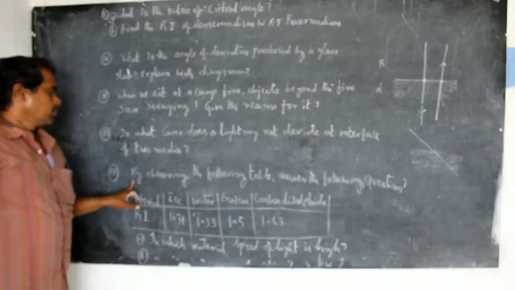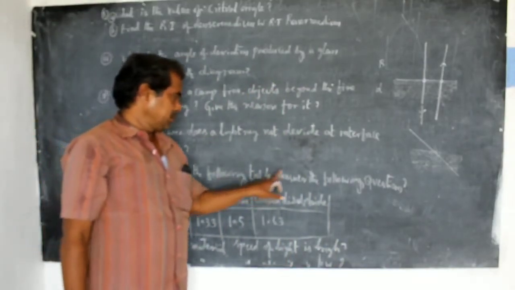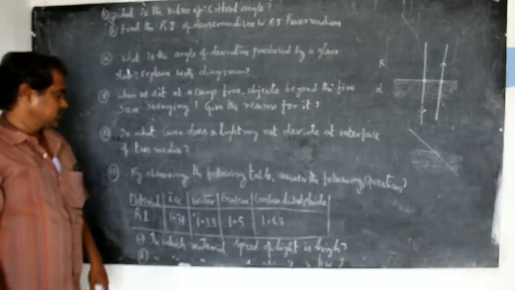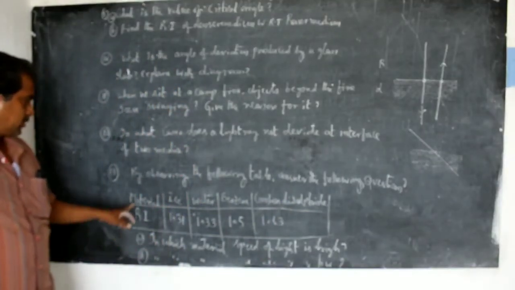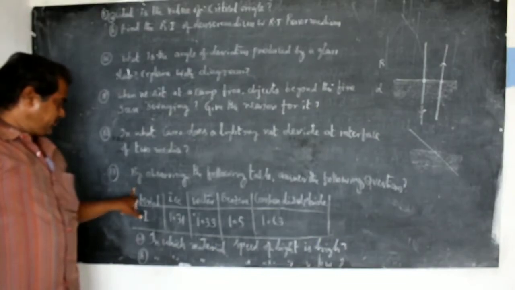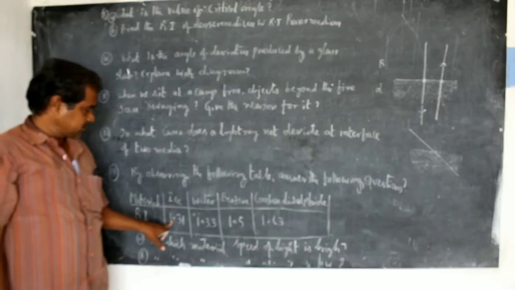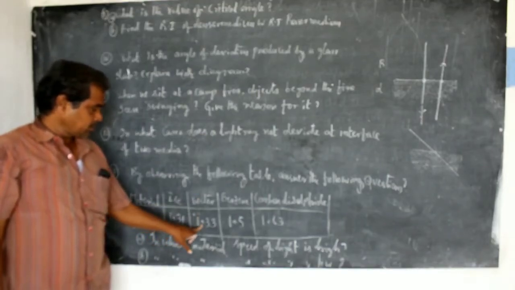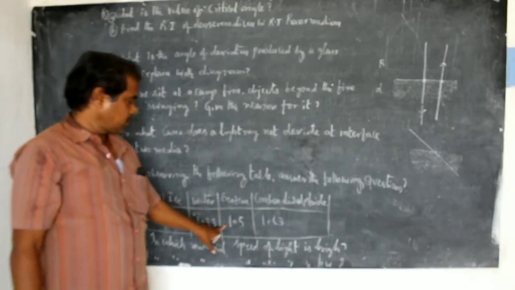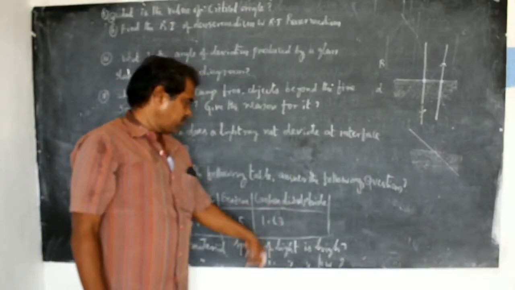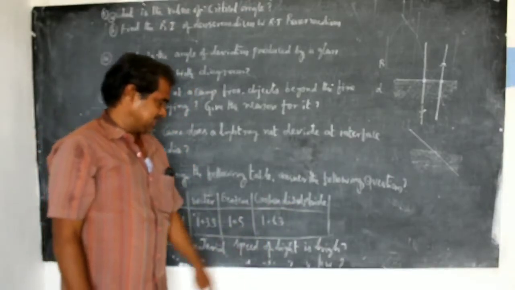Next, by observing the following table, answer the following questions. Here some statistics are given: the material or medium and the refractive index of those materials. Ice has 1.31, water has 1.33, benzene has 1.5 and carbon disulfide has 1.63.